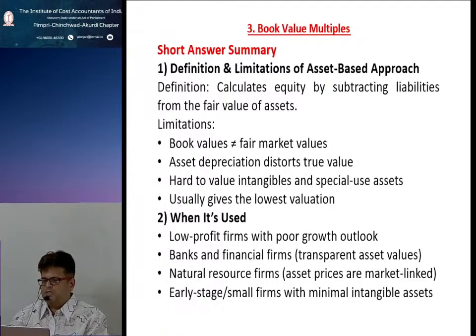Then in short question and answer two, the concept of when asset based approach is used has been discussed. So this asset based approach method, or book value multiple, is used when there are low profit firms with poor growth outlooks, banks and financial firms where transparent asset values are present, natural resource firms where asset prices are market linked, and in case of early stage or small firms with minimal intangible assets. In these four types of companies, the asset based approach is used.